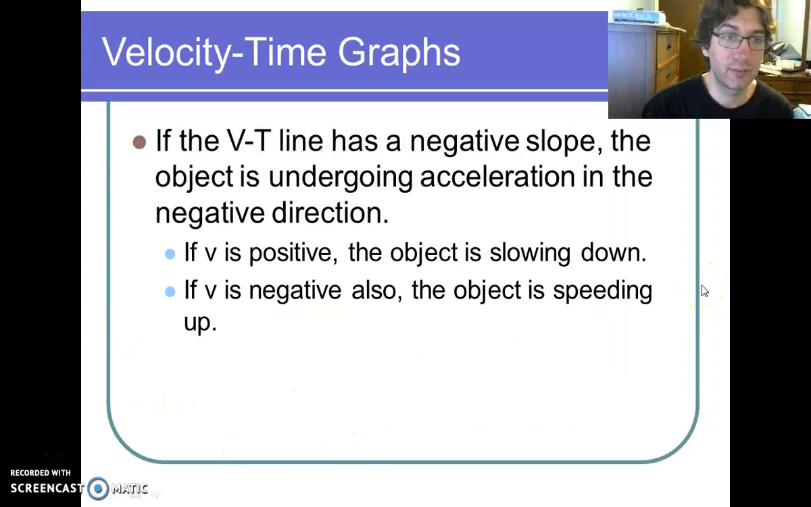Again, I'll give you time to copy that down, but if v is positive, the object is slowing down, and if v is negative, then the object is speeding up in this case. So it's kind of the opposite of what's positive slope.